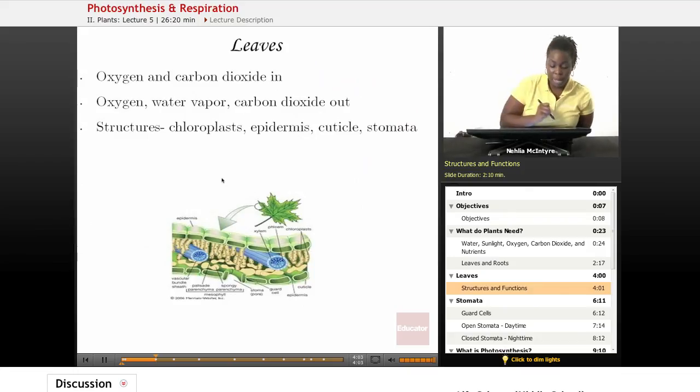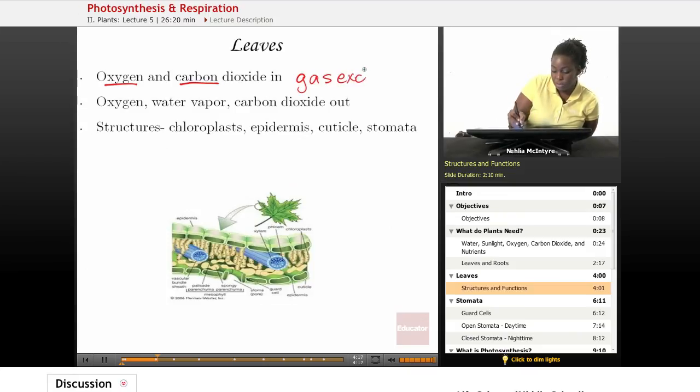Now, let's talk about exactly what leaves do. Leaves are the structure of the plant that help that gas exchange to occur. So the oxygen and the carbon dioxide from the atmosphere go into the leaf. And then the oxygen, water vapor, and carbon dioxide leave the leaf. So this is what we mean when we talk about gas exchange.